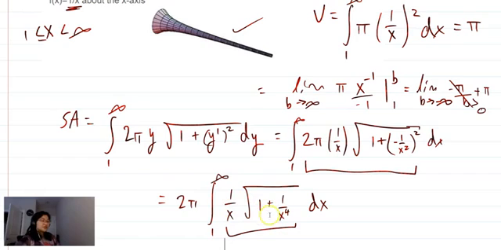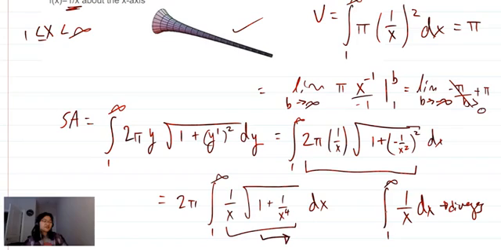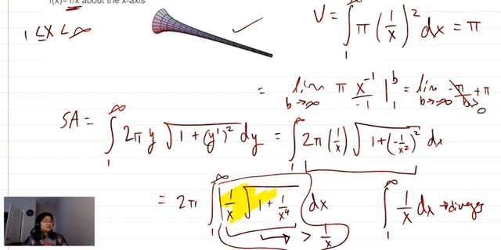So is there a smaller function than this that diverges? And the answer is absolutely. The integral from 1 to infinity of 1 over x diverges. So we know that this diverges because this integrand is greater than 1 over x, and since we know that 1 over x diverges, then we know that our surface area of Gabriel's horn is infinite. So this surface area diverges.